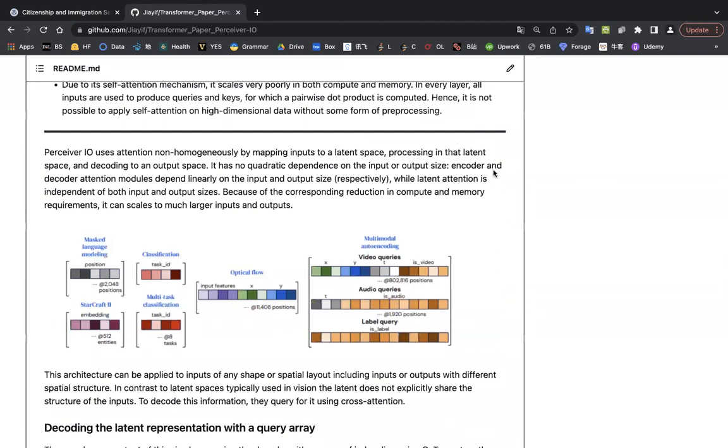Perceiver IO uses attention non-homogeneously by mapping inputs to a latent space, processing in the latent space, and decoding to an output space. So it has no quadratic dependence on the input or output size, while the latent attention is independent of both input and output size. As a corresponding reduction in compute and memory requirements, it can scale to much larger inputs and outputs.